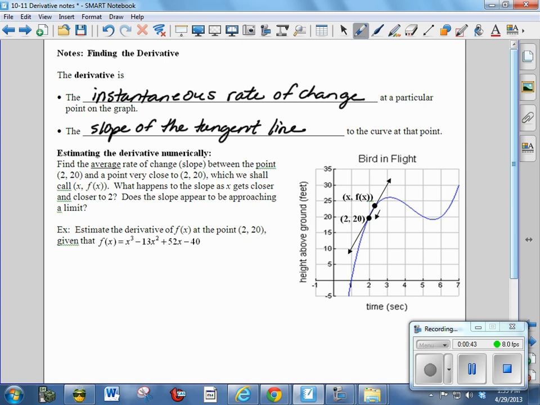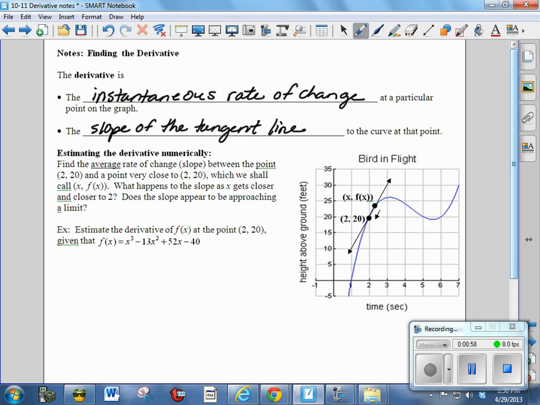And recall, a tangent line just touches the graph at one point, so we can't find slope using 2 points with a tangent line, because a tangent line only touches the curve at one point, so we don't know another point for that tangent line.